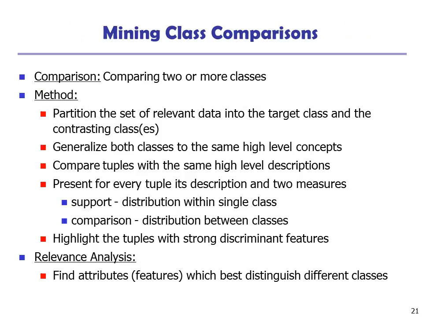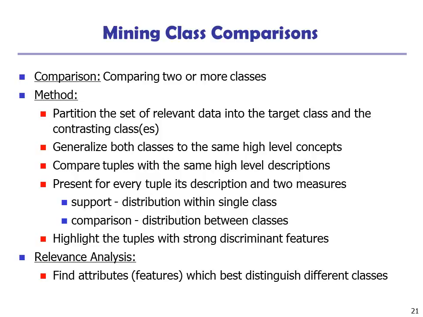Mining class comparisons can be considered as a branch of the attribute-oriented induction that we have looked at. The comparison deals with comparing two or more classes of data. So what is the method to go about mining class comparisons? You partition the set of relevant data into, let's say, a target class and a contrasting class. If you remember the definition of characterization and discrimination, that was what our discrimination was. So we are right now looking at how to execute the process of discrimination.